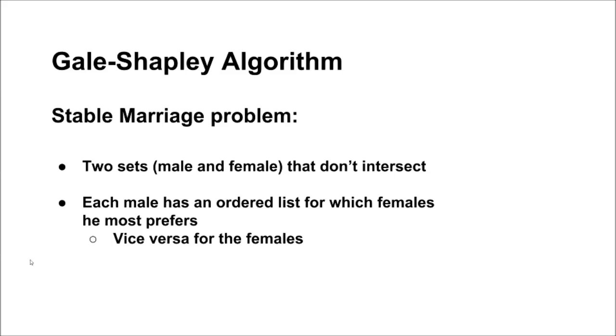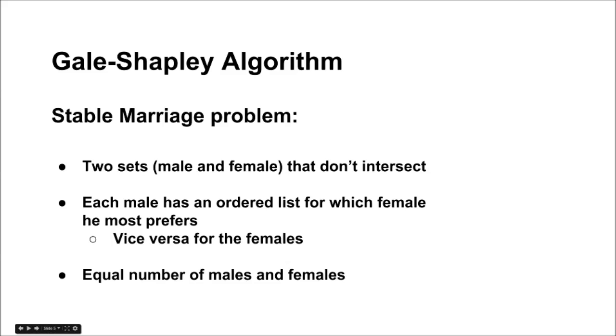The list will also vary from person to person, so if you have two guys, Fred and Charlie, Fred's list might be different to Charlie's list. Although they have the same people, they will be ordered differently. This also applies to the females, they'll have their own ordered list as well. There are also an equal number of males and females, so nobody gets left out.